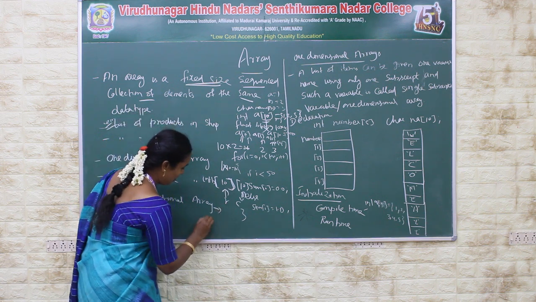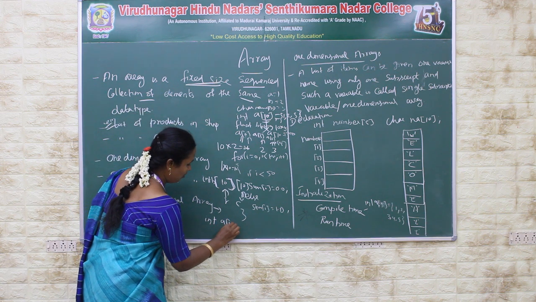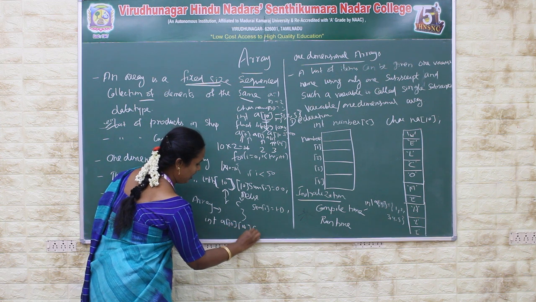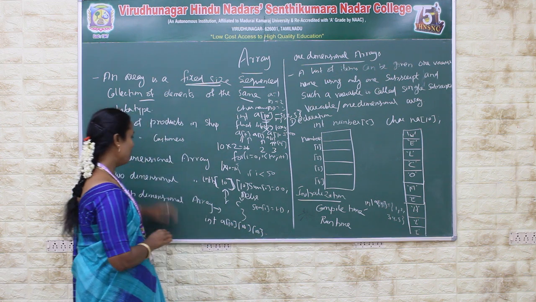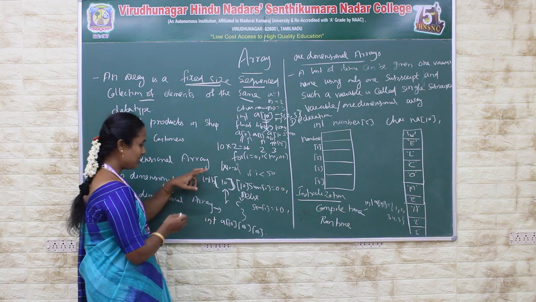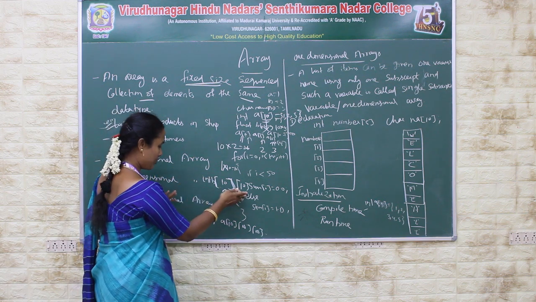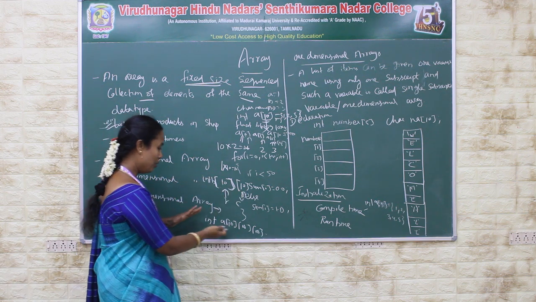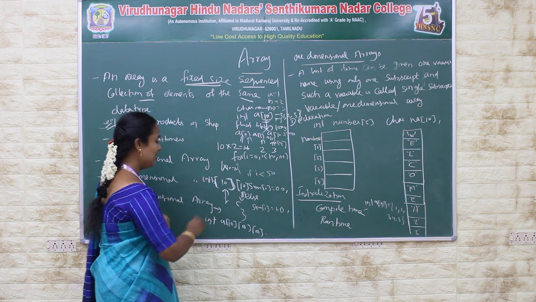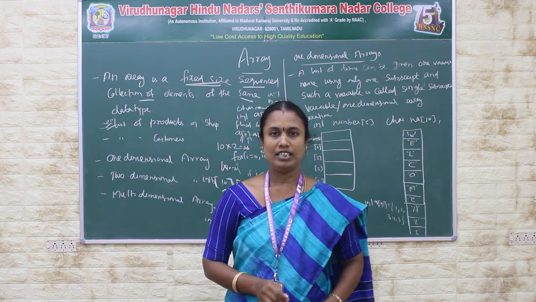Multi-dimensional array means more than two dimensions. We call it multi-dimensional. So a one-dimensional array has only one subscript, a two-dimensional array has two subscripts, and a multi-dimensional array has more than two subscripts. So here is the example of types of arrays. Thank you.